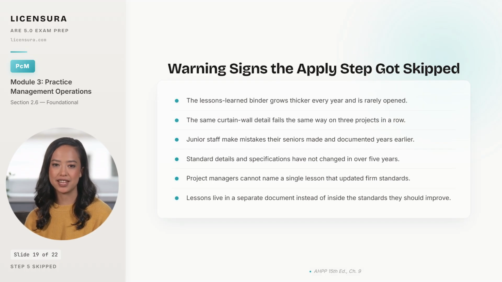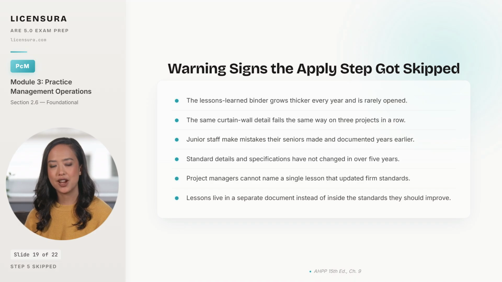6 warning signs that a firm is collecting lessons but not applying them. The first is the binder, a lessons learned document at the end of every project, growing thicker every year, while the firm's working standards look identical to a decade ago. The second is repetition. The same curtain wall detail fails the same way on 3 projects in a row, because the lesson from Project 1 never made it into the detail library before Project 2 started.